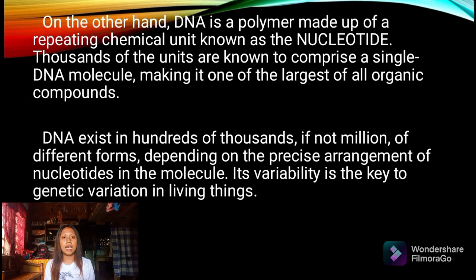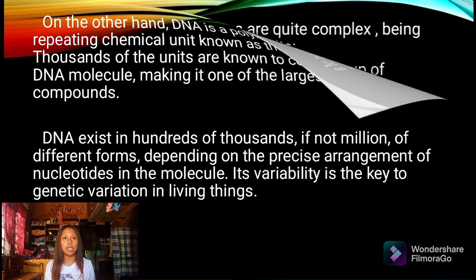On the other hand, DNA is a polymer made up of a repeating chemical unit known as nucleotide. Thousands of the units are known to comprise a single DNA molecule, making it one of the largest of all organic compounds. DNA exists in hundreds of thousands, if not millions, of different forms depending on the precise arrangement of nucleotides in the molecule. Its variability is the key to genetic variation in living things.